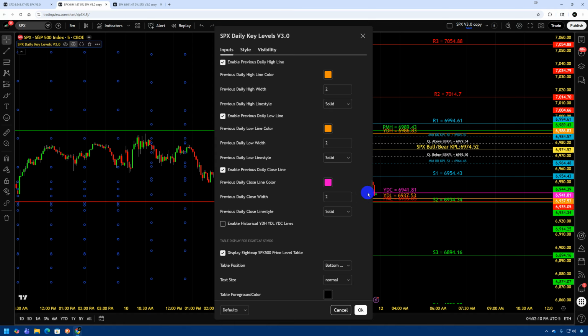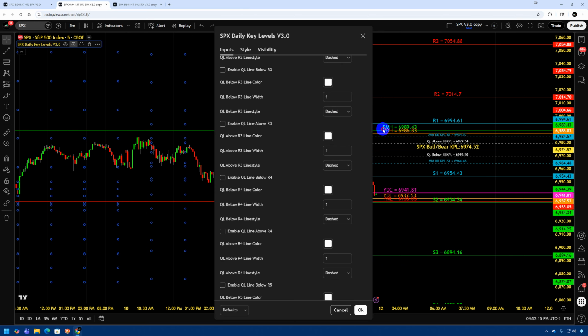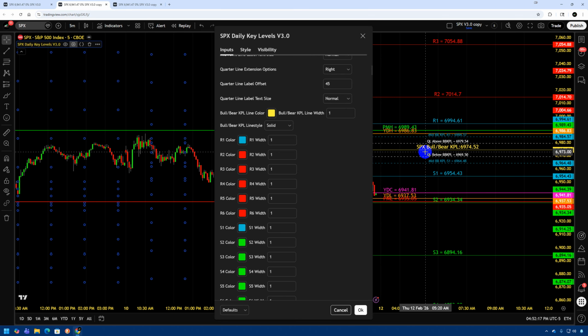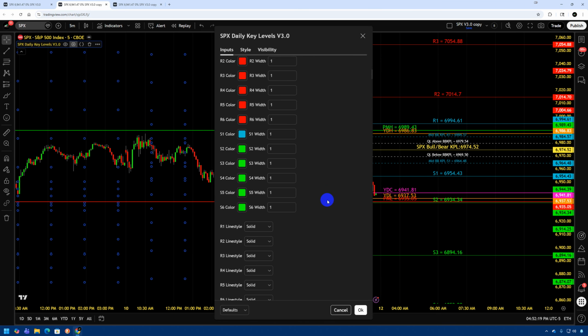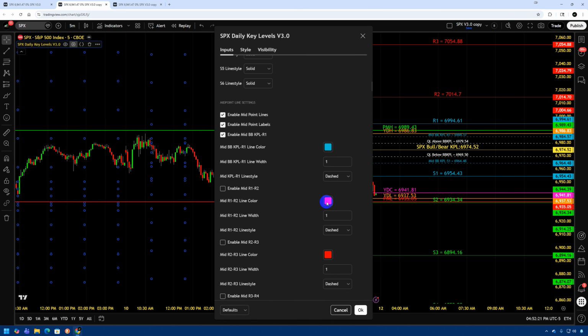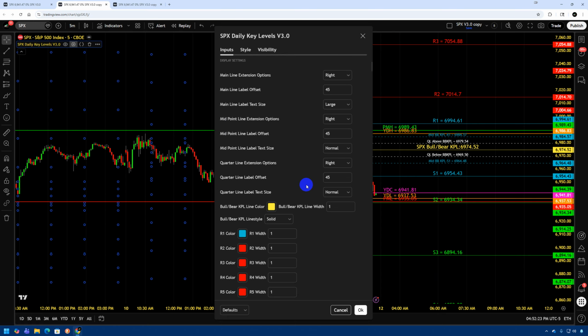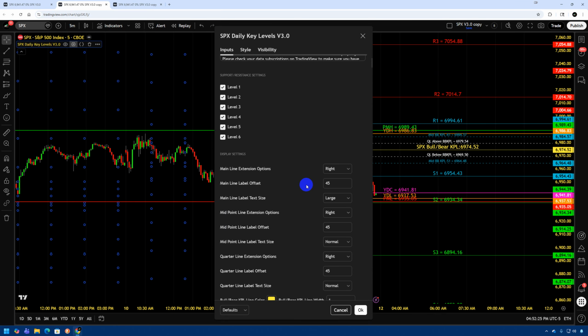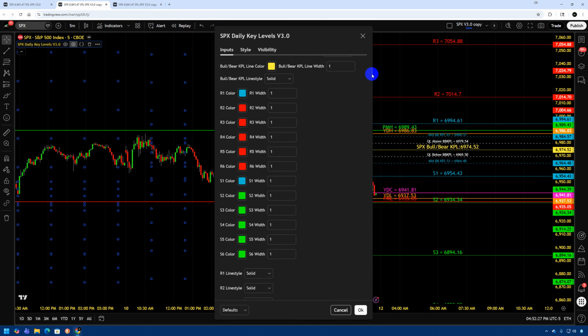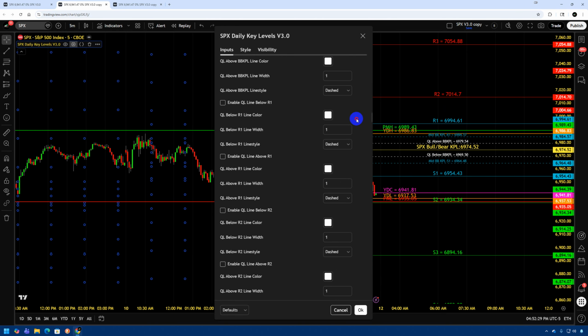We don't have historical QL levels, but just to get these off of here, just turn off the QL levels in the QL levels section.